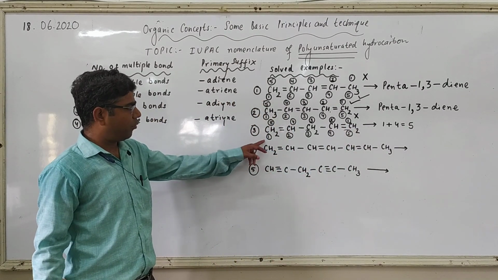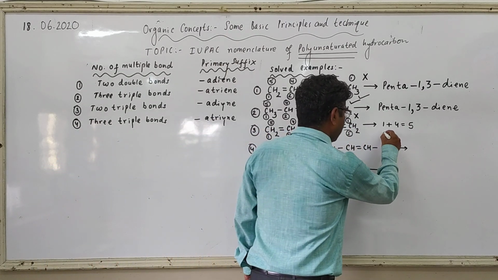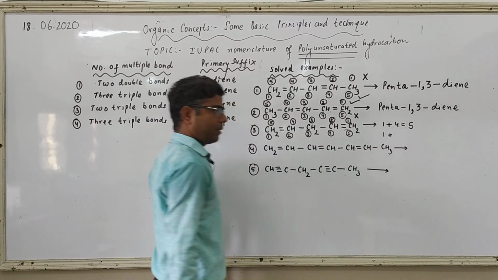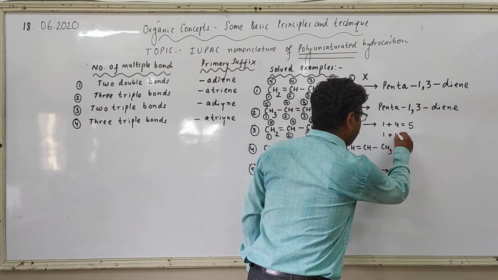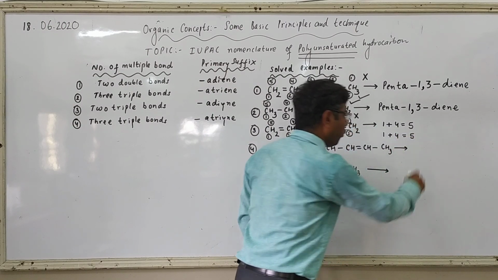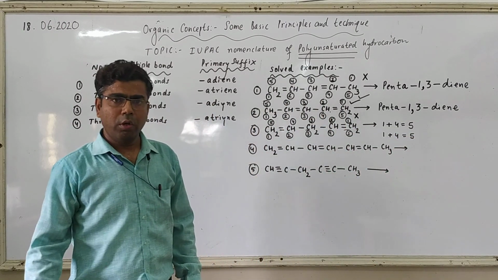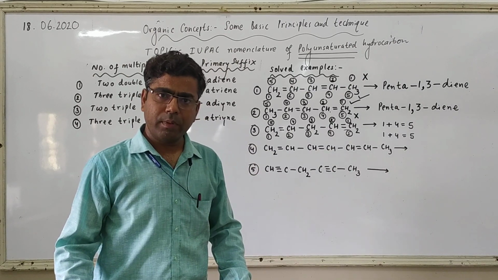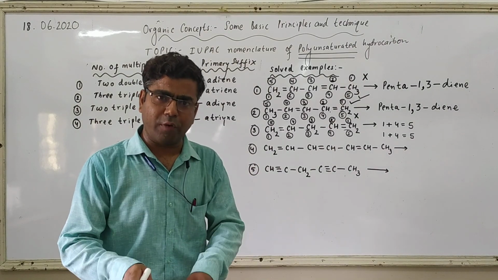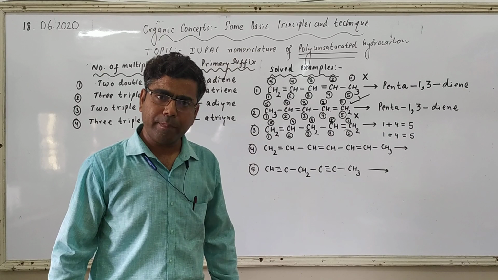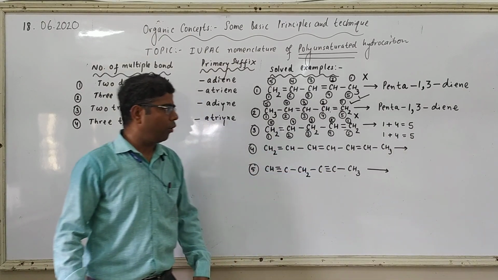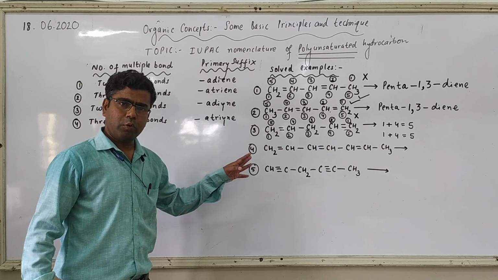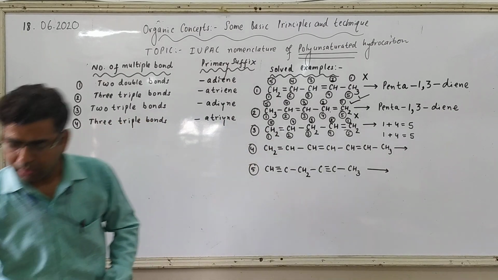First double bond between 1 and 2, 1 plus. Second double bond between 4 and 5, 4 equals 5. So from both the sides, the sum of the position of the double bond gets the same number. So we can go for right hand side counting, or we can go for left hand side counting. So we can follow either side.